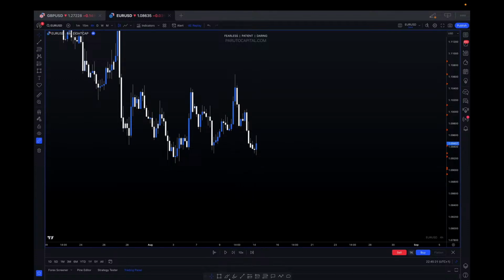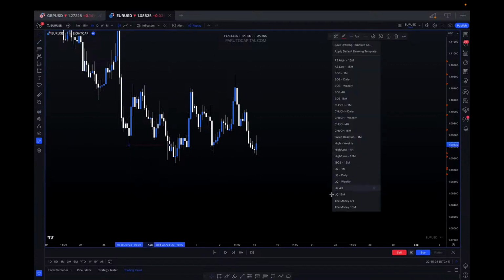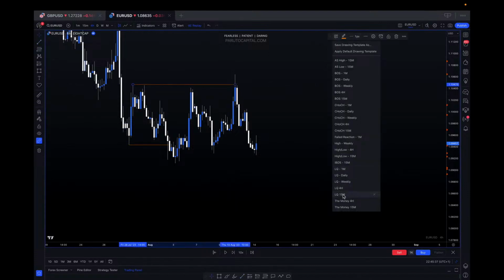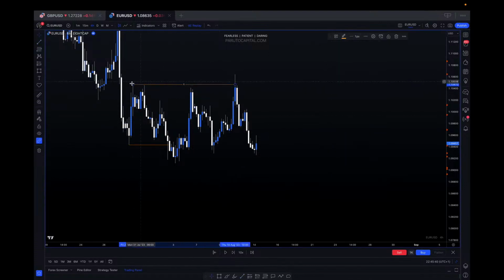So let's draw out the 4-hour structure here. We can clearly see a break of structure to the downside. Then there's a sweep of liquidity. Price failed to close above the previous high, essentially. Price seems to be pushing down, so we know this is the low since price failed to take out this high. We expect price to return and take out this low.